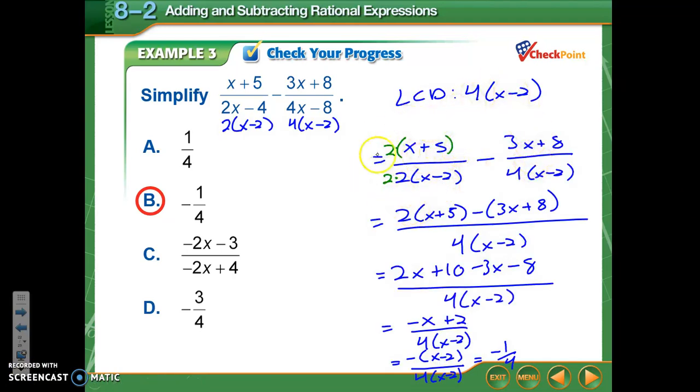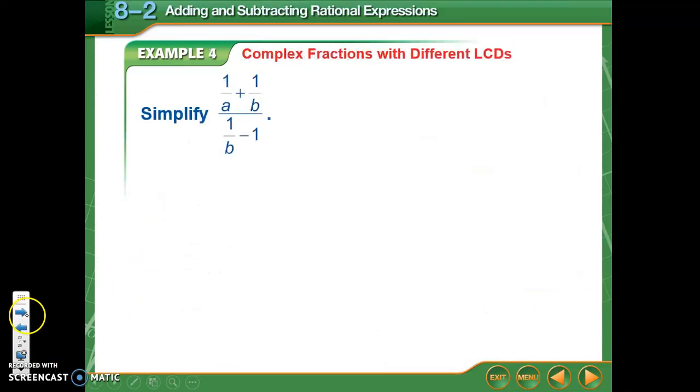Again, I only needed to multiply one of my fractions by 2 over 2 to get my least common denominator, 4 times the quantity x minus 2. And then we followed basically the same process as in the last example. I get my common denominator, I subtract the numerators, distribute, simplify, and then see if I can factor and simplify again at the end.